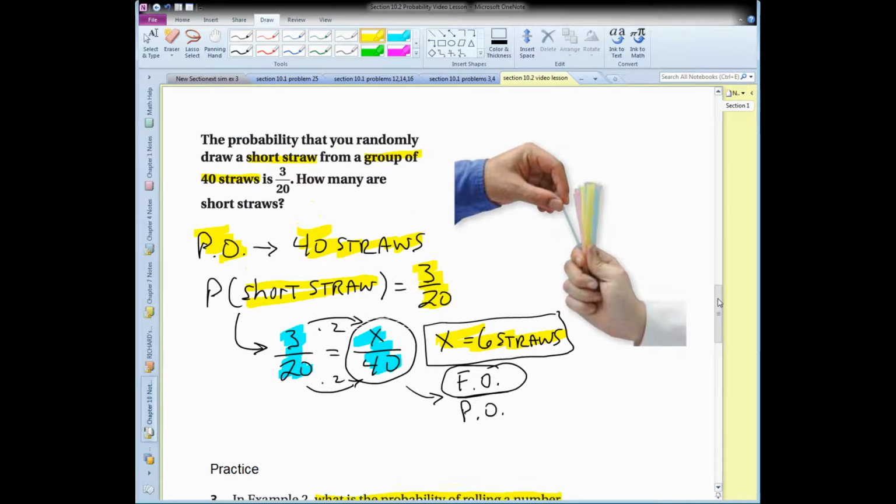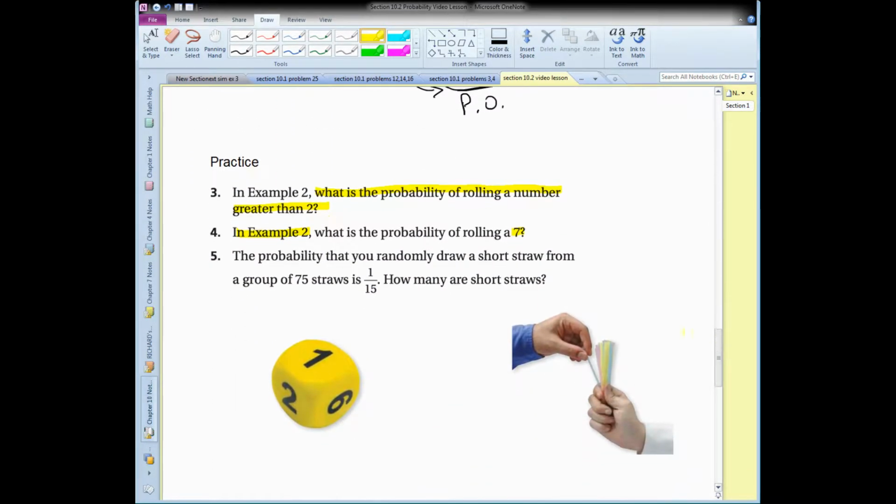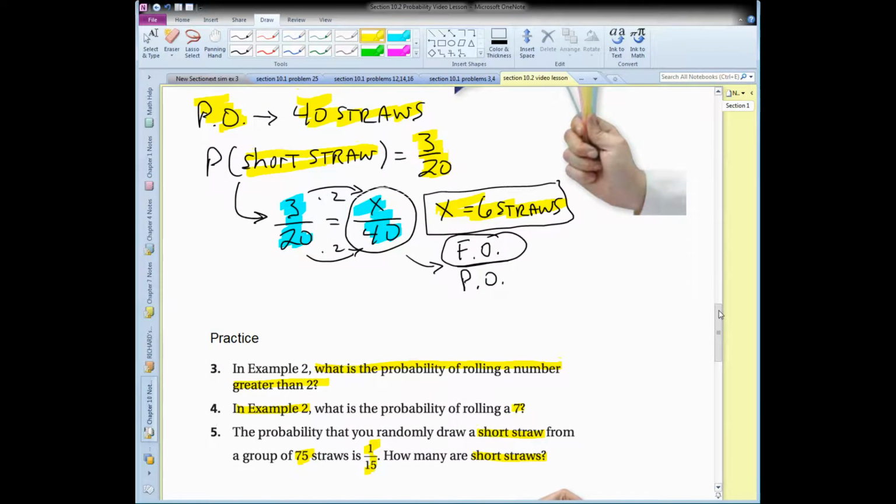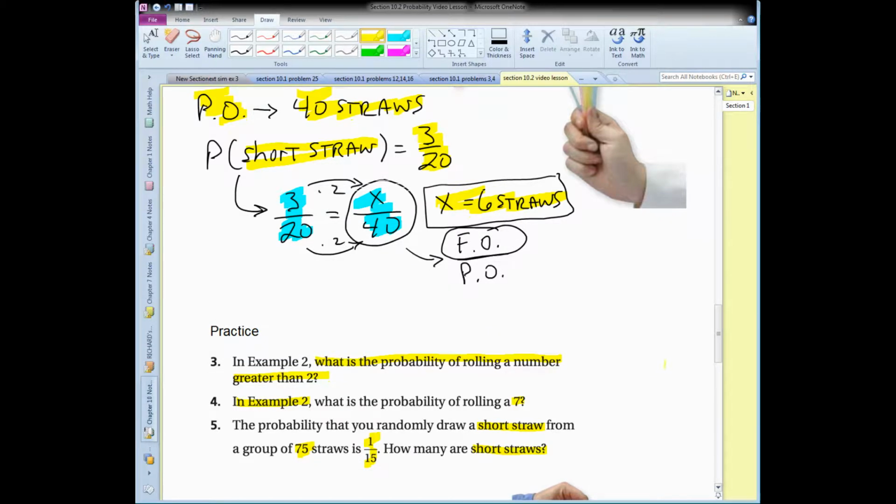So I'll leave this here. Well, actually, I won't leave it here. I will just say the probability that you randomly draw a short straw from a group of 75. So where that was 40 before, now it's 75. And here's the probability of that happening. So you want to set up a proportion to figure out the number of short straws. Okay, so I will stop the video here, see if I can kind of put that in there so you can see that last example to help you with number 5. So the video is going to stop now.